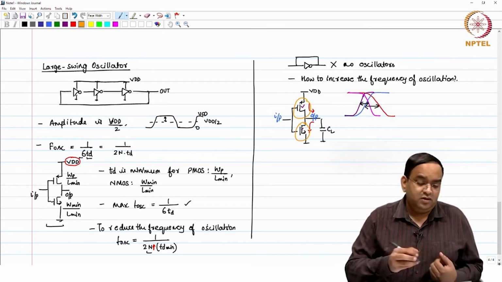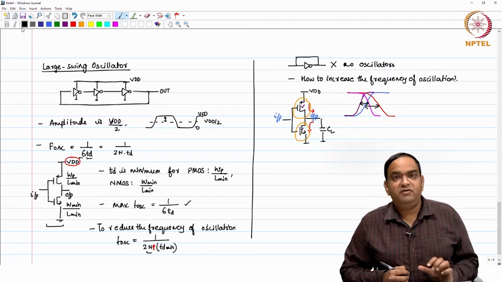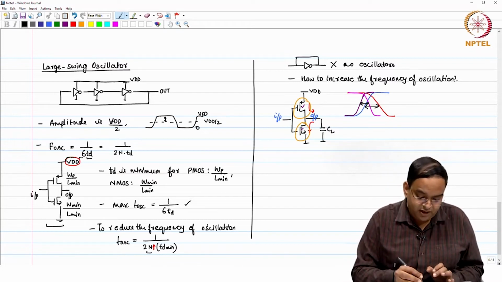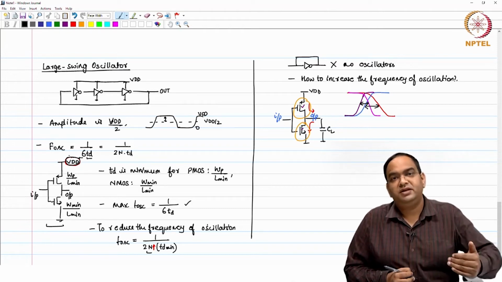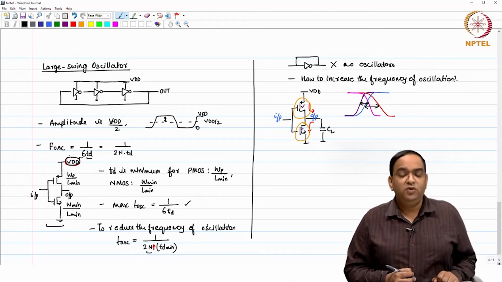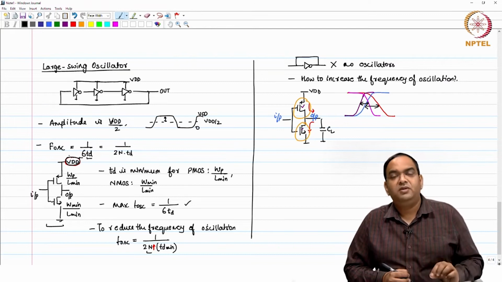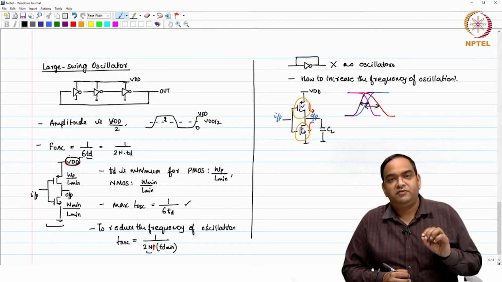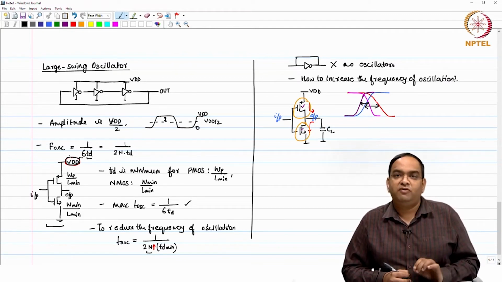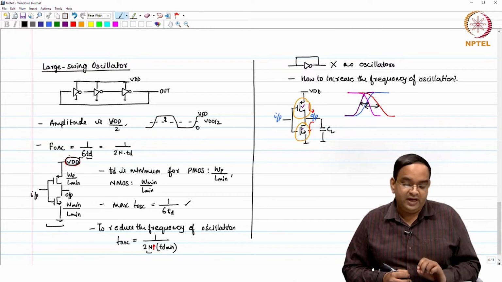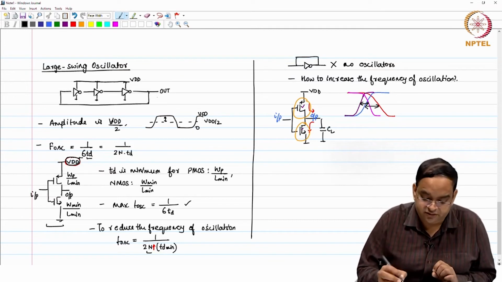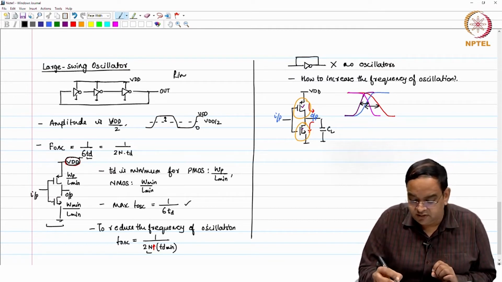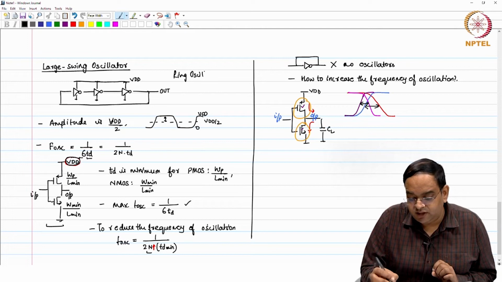And they will reduce the delay. Now, the thing is that in a given process, you have an upper limit on the supply voltage. So, you cannot increase the supply voltage beyond a certain value. So, there will be an upper limit on the frequency of oscillation which you can realize using a ring oscillator, a large swing ring oscillator. You always call this a ring oscillator.